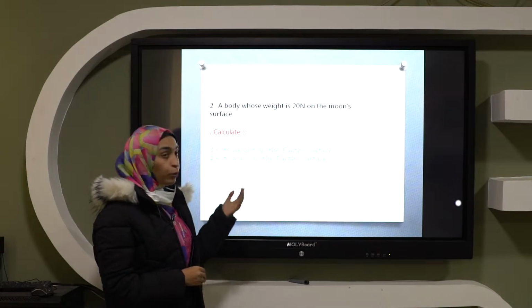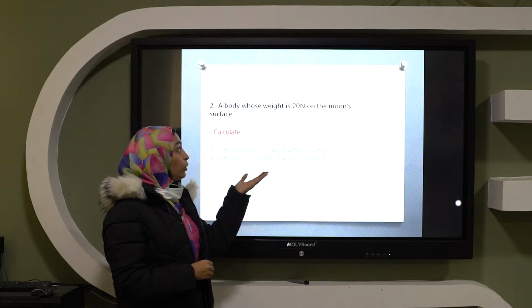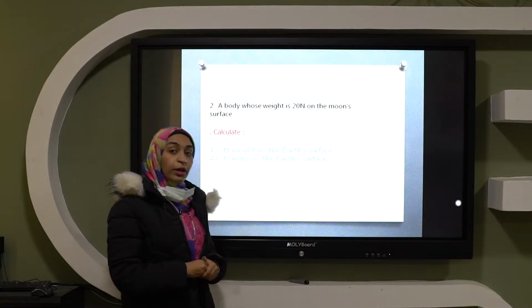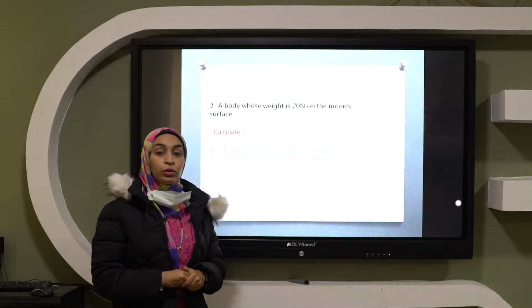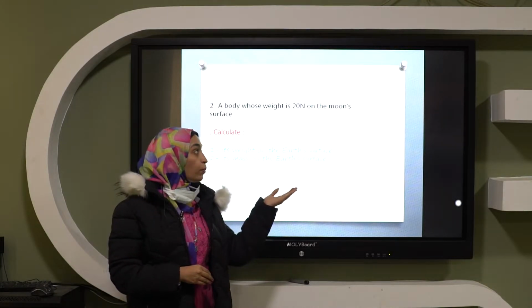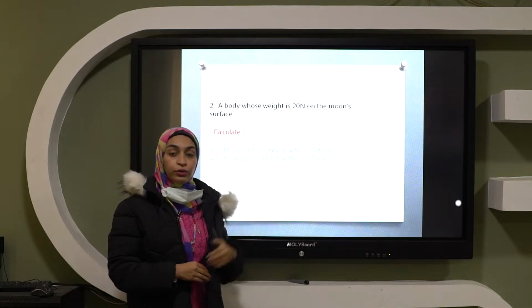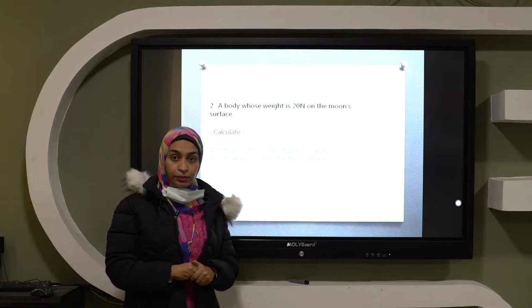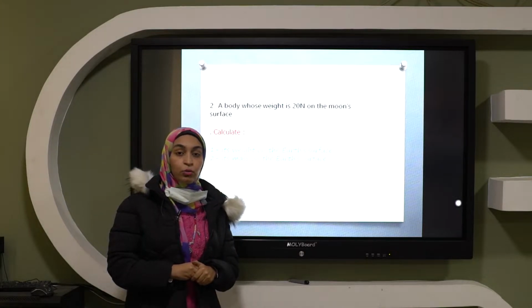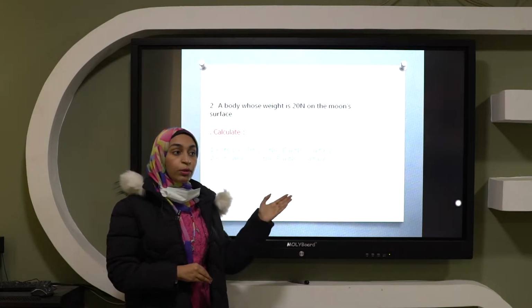So, if I have a problem like this, a body whose weight is 20 Newton on the moon, how can we calculate the weight on the earth? By applying the rule, weight on earth equals weight on moon divided by 1/6, which equals 20 divided by 1/6, which equals 1200 Newton. This is the weight on the earth.